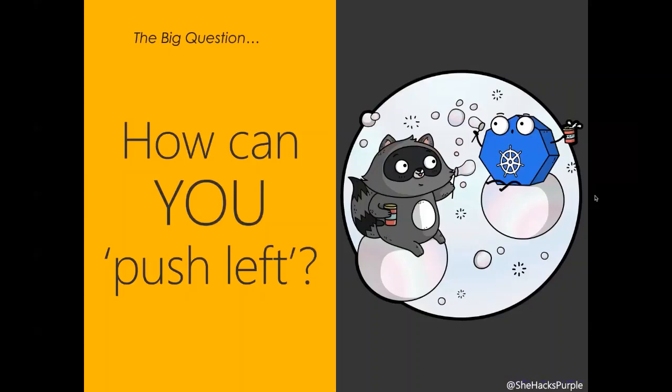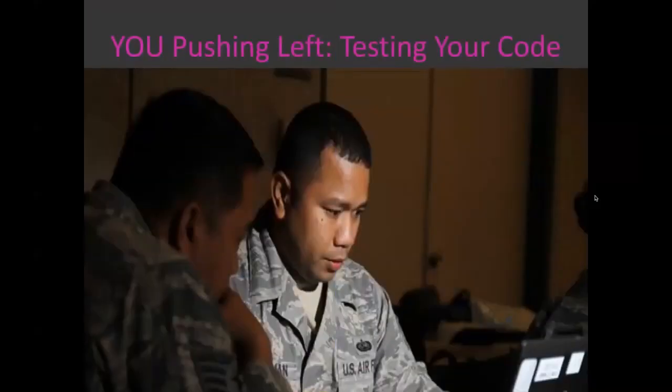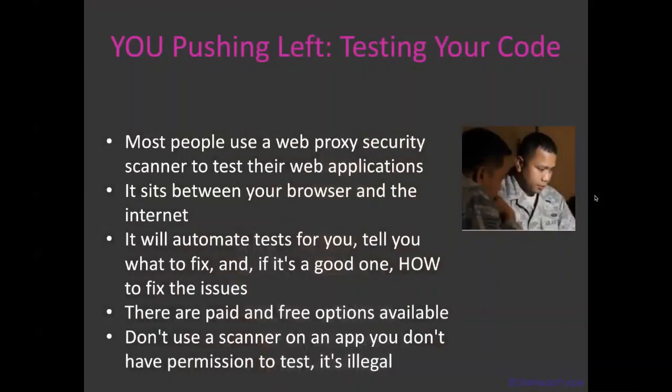Okay, so one, you can test your code yourself. To test your code, let's say you have a web app, you could use something called a web proxy security scanner. It sits between your app. So there's your browser, here's your app, and in between there, it sits and it watches all your requests going to your application. They all go through it, and it is plotting your demise while it does that.